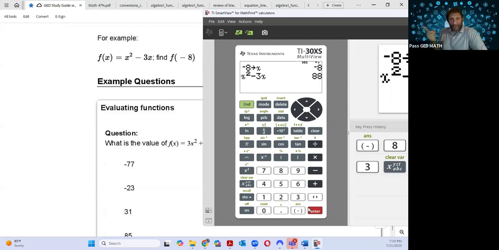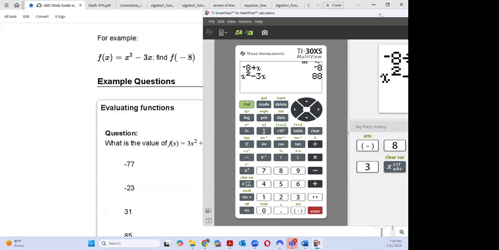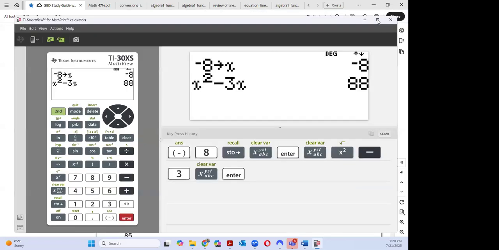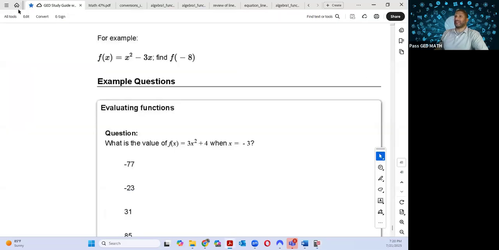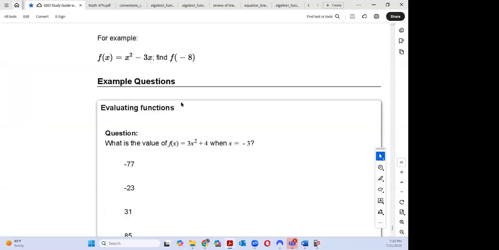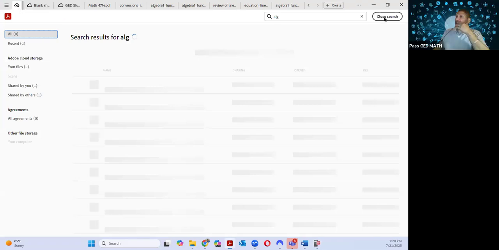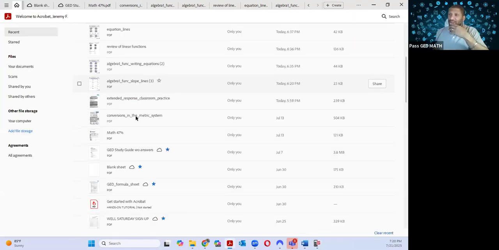When you see that problem, when they tell you evaluate a function, when you see f of x and you're looking for a number to plug in, if you don't use your calculator, I don't know what to tell you. Because I already showed you how to get it right. Because what they're going to do is give you a problem that's going to be so crazy you're not going to know how to do it.